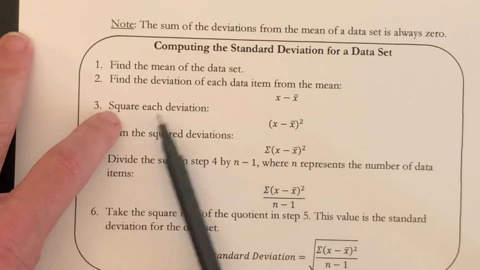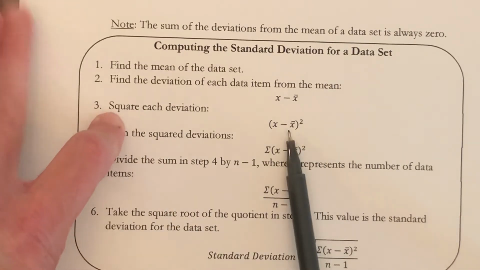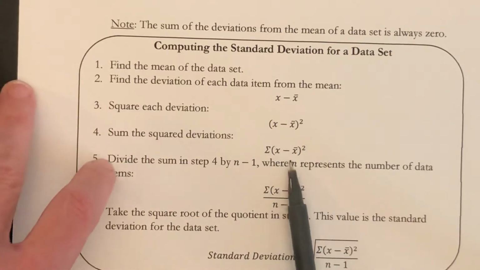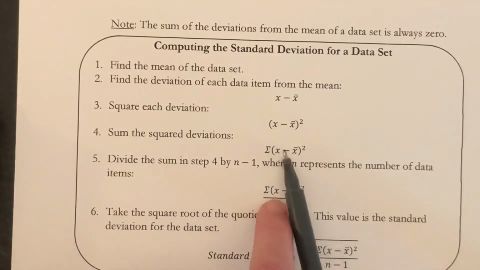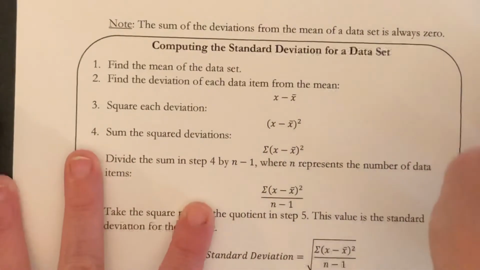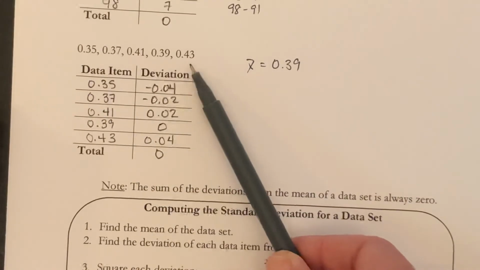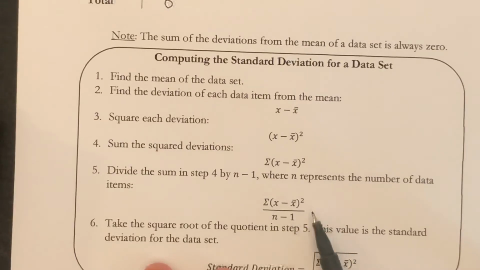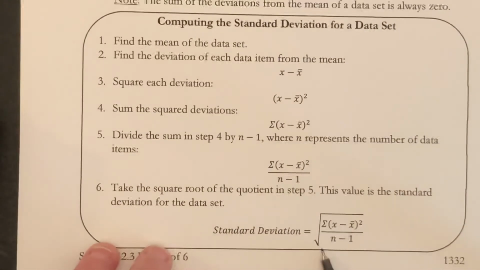Keep on going. You're going to square each deviation. Then we're going to add up all those squares. We're going to divide this answer by 1 less than the number of items we had. So up here, we had 5 items. We would be dividing by 4 on this step. And then we take the square root of it.